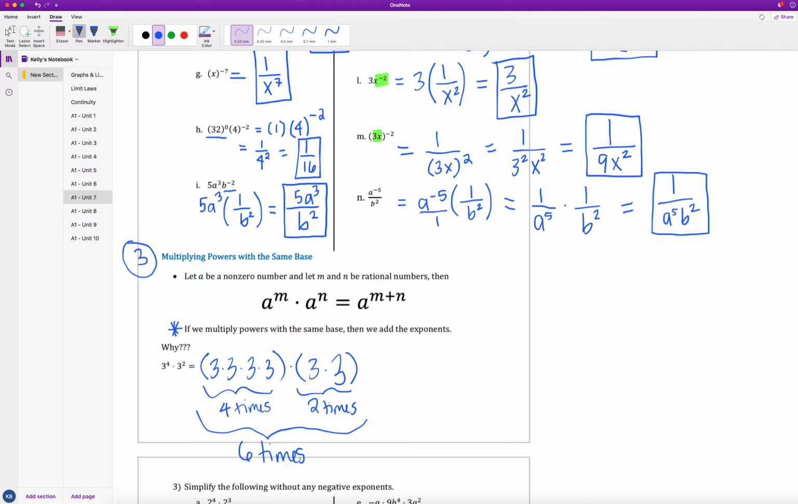Now if I look back at my two exponents of 4 and 2, I can get to 6 by adding them. So that's why we end up adding our exponents, because this is the same thing as doing 3 to the 4 plus 2, which would give me 3 to the 6. And I know that I should end up with 6 of them because when I expanded it out, I had 6 3s overall, which we got by technically adding the 4 and the 2 as my exponents.